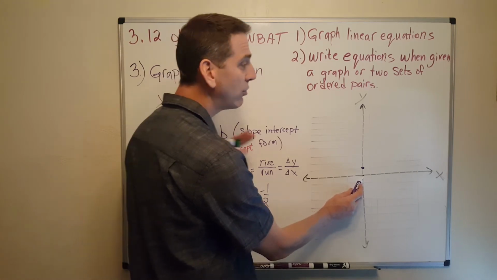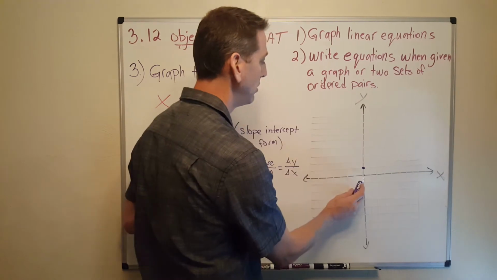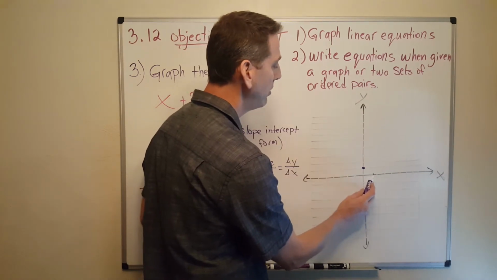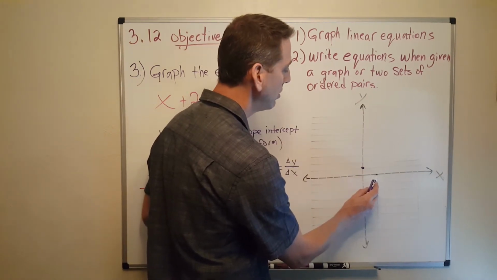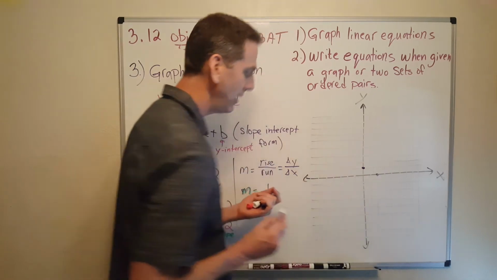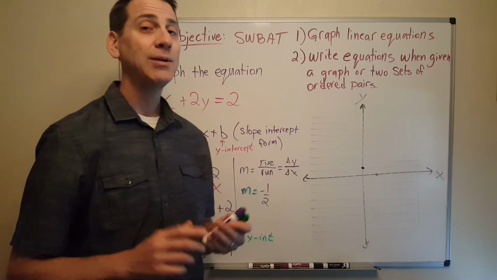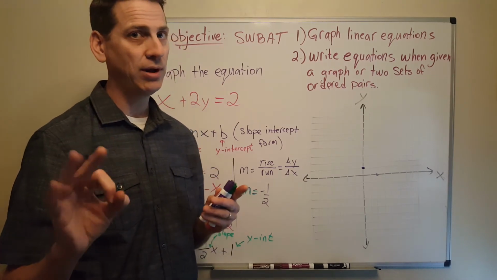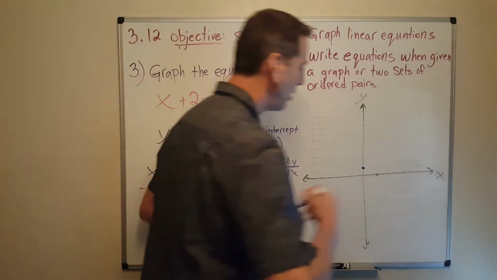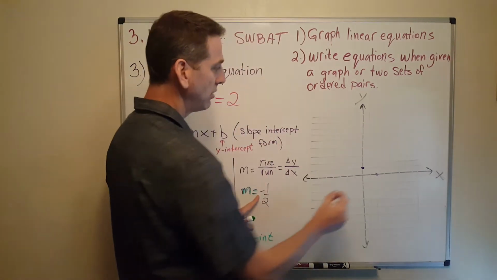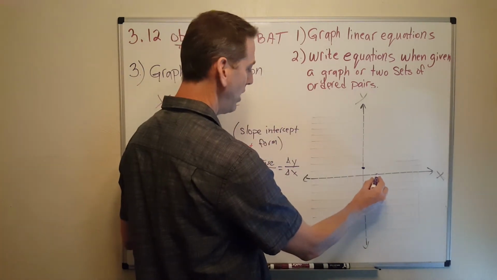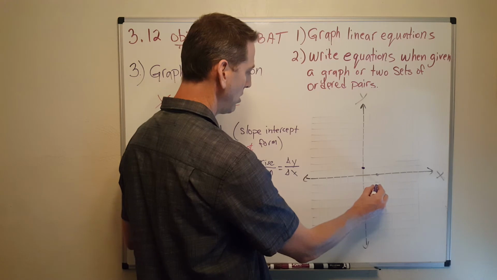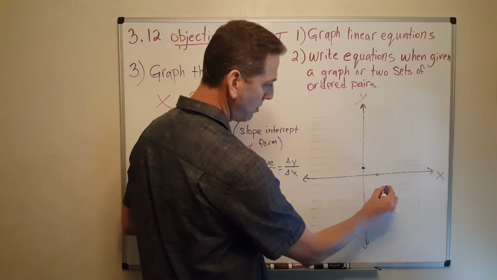So positive direction is this direction. Positive 2 would be 1, 2. So there's my second point. I need at least 2 points, but it's best to have at least 3. So I'll just do it again. Starting from this point, rise of negative 1, run of positive 2. 1, 2.